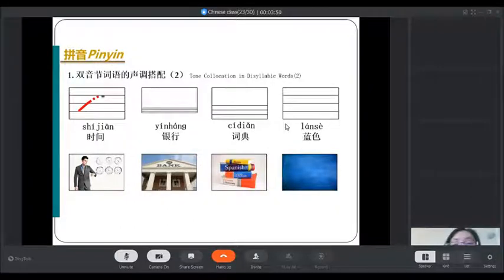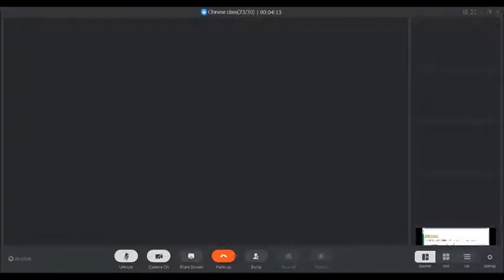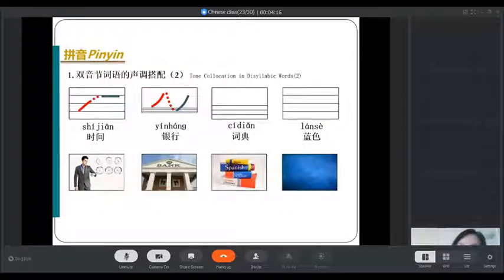Okay, first let's look at the tones. Let's look at how to read the tones and how to read the word in Chinese. For example, the first one, 时间, 时间. 银行, 银行. 词典, 词典. 蓝色, 蓝色. This is the practice of tones.